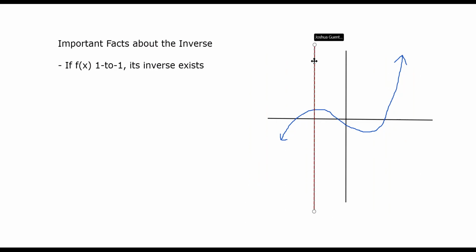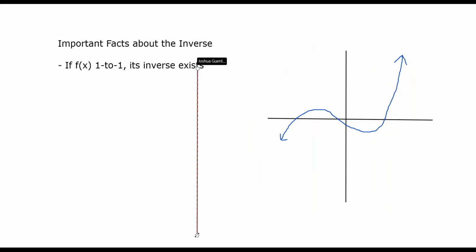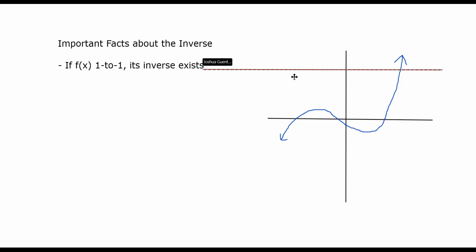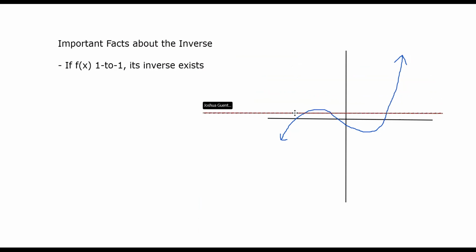However, this thing clearly fails the horizontal line test. If we run a horizontal line up and down the graph, it's okay, it's okay, it's okay, it's okay. Ah, there's a problem. The horizontal line hits the graph multiple times. So this thing passes the vertical line test, it's still a function. It does not pass the horizontal line test, so it's not an invertible function. It is not one-to-one.